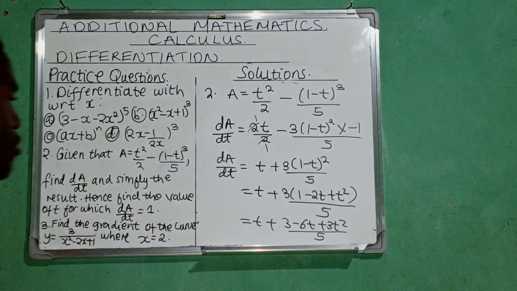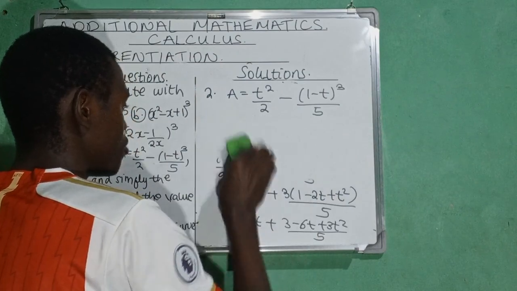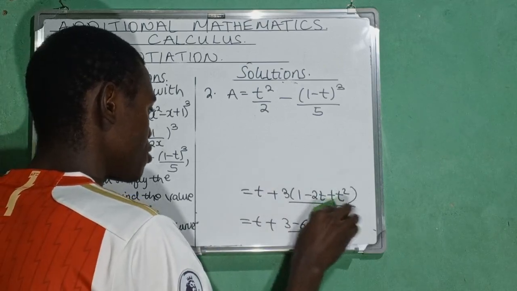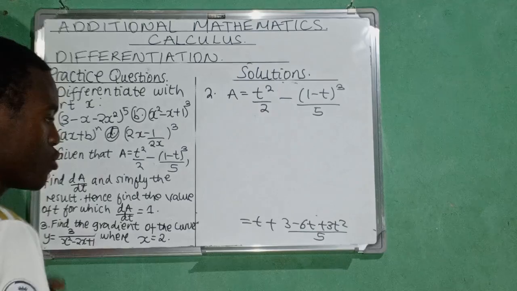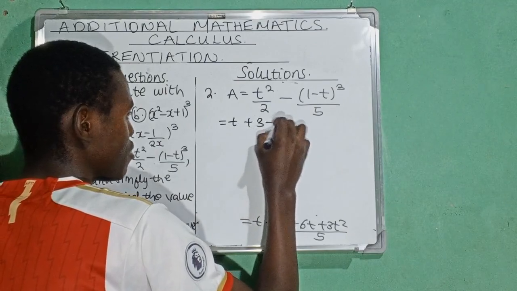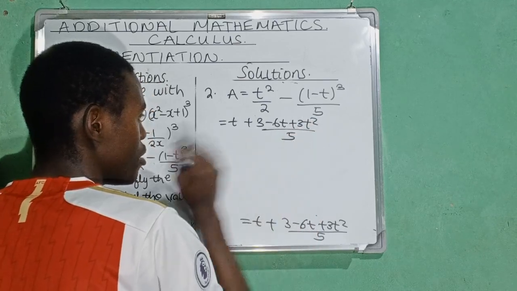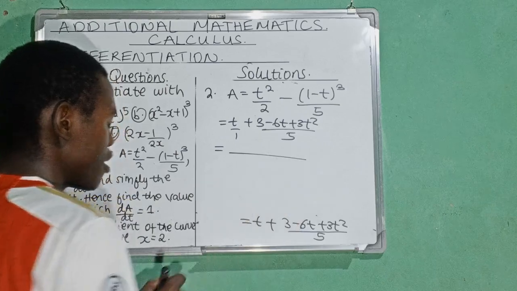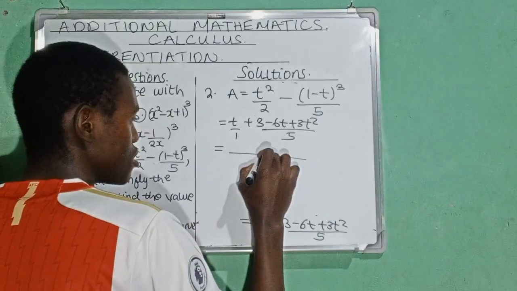To proceed, we just clean up. All we are doing is just simplifying the result. So in this case, we are going to say this is equal to t plus (3 minus 6t plus 3t squared) divided by 5. Everything here is being divided by 5. t is going to be divided by 1. Why am I doing this? We want to find the lowest common denominator. In this case, between these two fractions, it is 5.